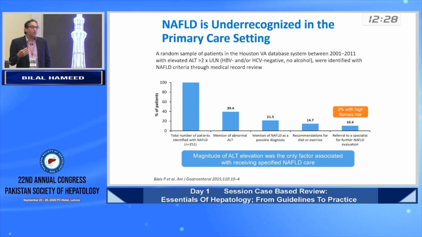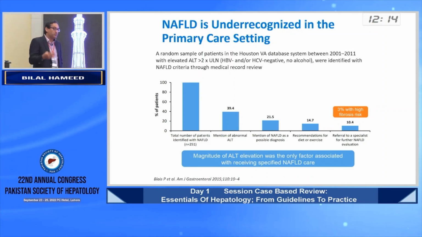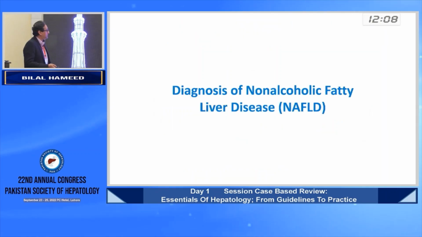So again, we need to educate our primary care physicians, we need to educate the community about this disease, and also that ALT is not the only factor that we look at. We need to look at other factors, and I'll talk about the algorithm that we use to identify patients who are at the highest risk of fibrosis and who need to be seen by a specialist.